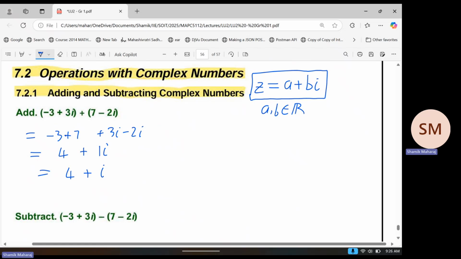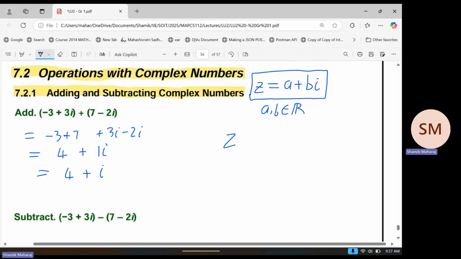Okay. Did I lose anybody here? Maybe I should write it as well in case anyone needs to remember these terms. The a here is called the real part. The bi is called the imaginary part.